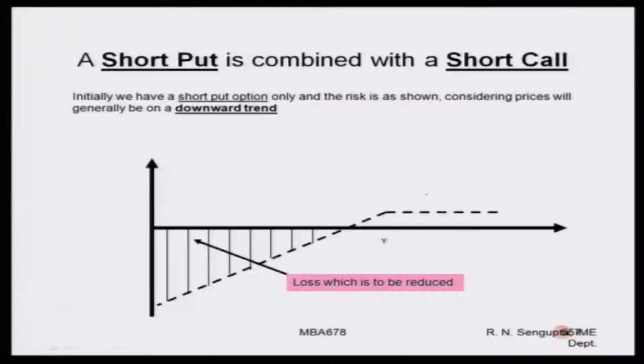So, we have a call and a put, and the delivery prices have been marked in such a way that they are x and y, where y is greater than x. If we consider they are on a downward trend, this is the overall loss which you have faced or you would face.